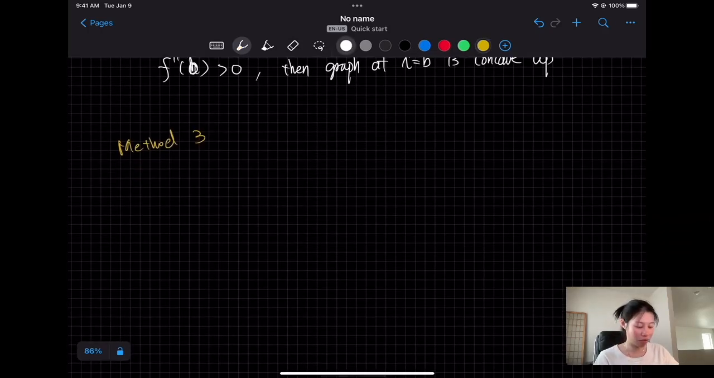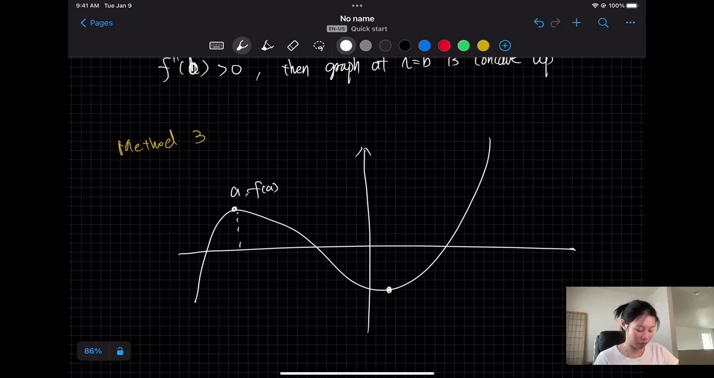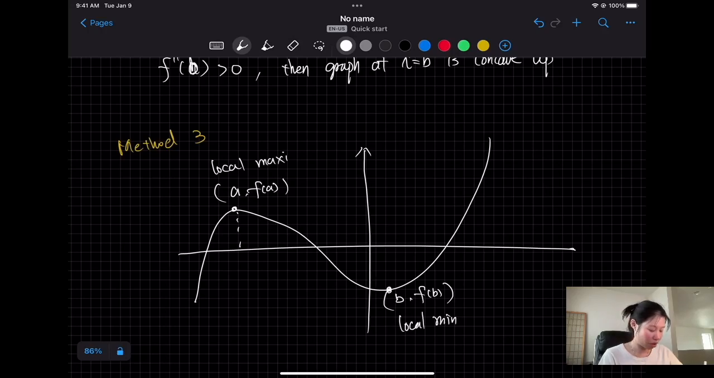Again, let's take a look at the graph. If I have a graph that looks like this one, and this is my local maximum, and this point b is my local minimum. So what happens nearby this point? Well, as you can see, the graph is going up and down, then you will reach a local maximum. You go up first and go down later.